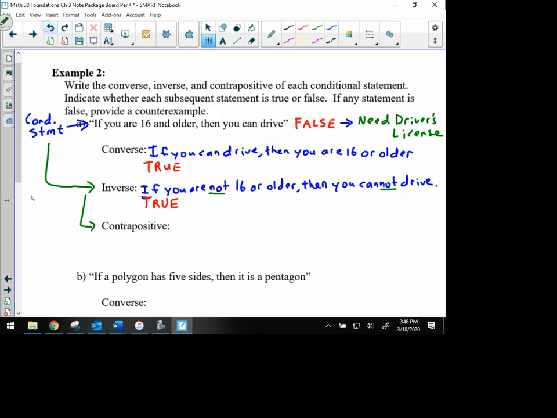So let's see what that looks like for our contrapositive then. If we take the converse here, so we're looking at the converse, getting the contrapositive. If you cannot drive, then you are not 16 and older.